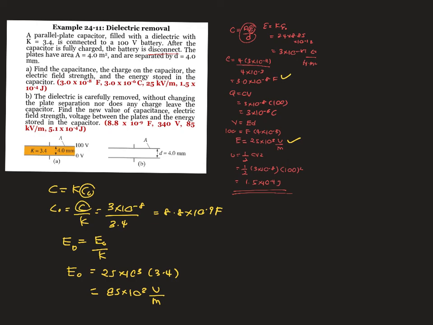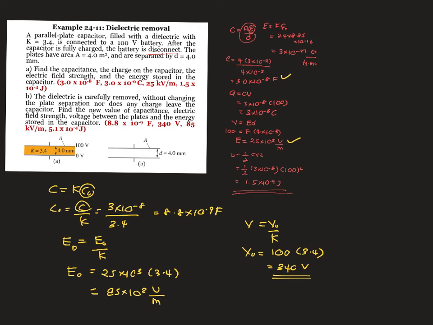Same as the voltage between the plates. Once you remove the dielectric material, your V is going to increase. So you're going to use the formula V equals to V naught over K. For you to find the V naught, V here is 100 multiplied by 3.4. So you are going to get 340 volt.